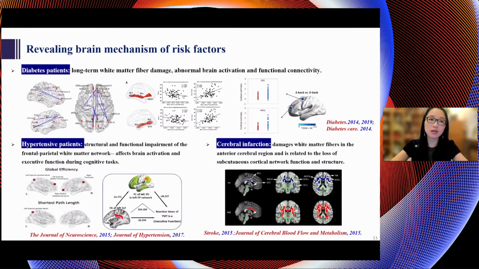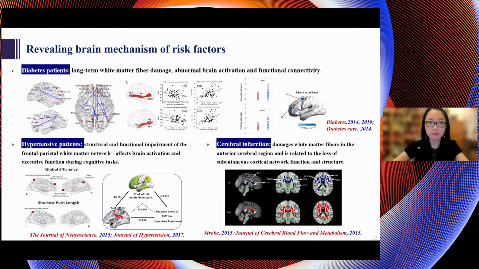We also revealed the brain mechanism of risk factors, including diabetes, hypertension, and cerebral infection. In diabetes patients, we found abnormal functional connectivity in the superior frontal gyrus and also the median frontal gyrus. We also found abnormal white matter fiber damage and functional connectivity reduction.